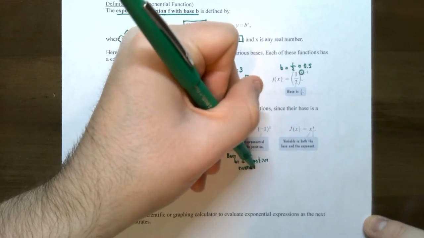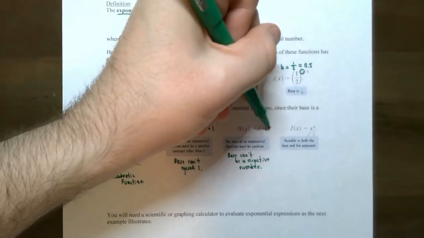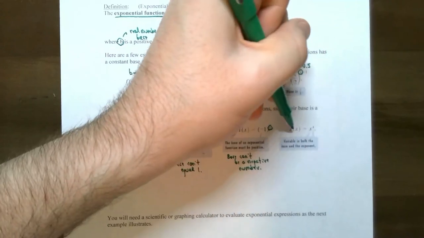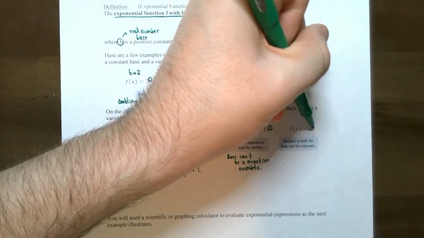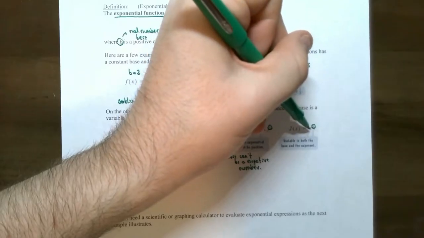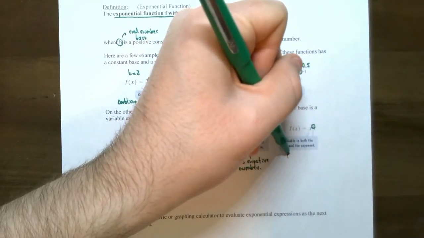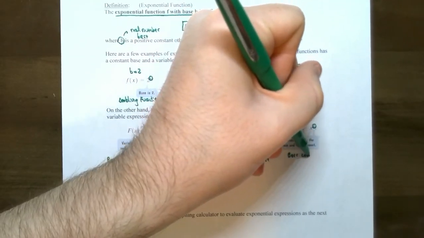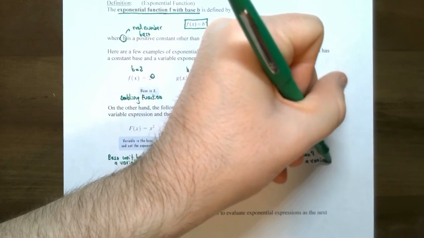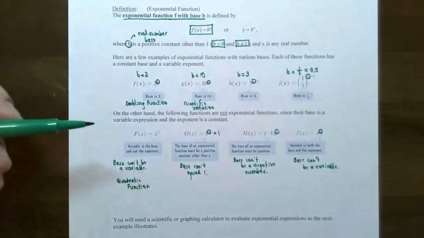In this case, the base is negative 1. So that's not an exponential function, even though the variable is in the exponent. And the last case, capital J of x equals x to the x. Well, the variable's in the exponent, that's good. But the base is also a variable. The base must be a positive constant, not a variable. The base cannot be a variable to be an exponential function. So these four are not exponential functions.